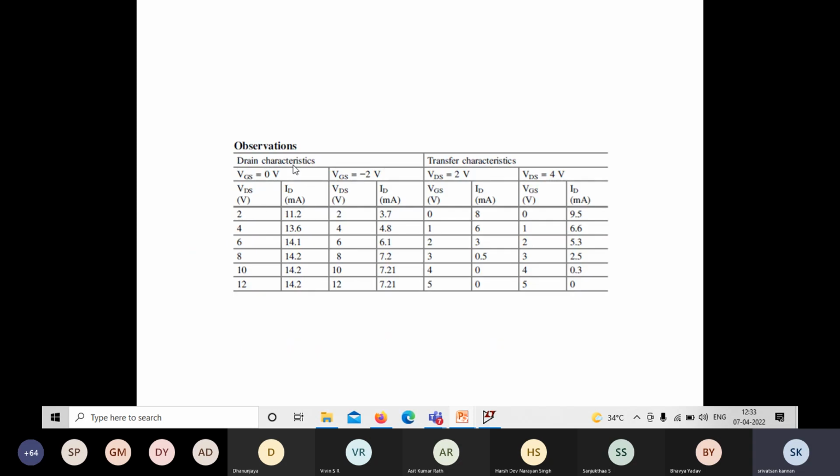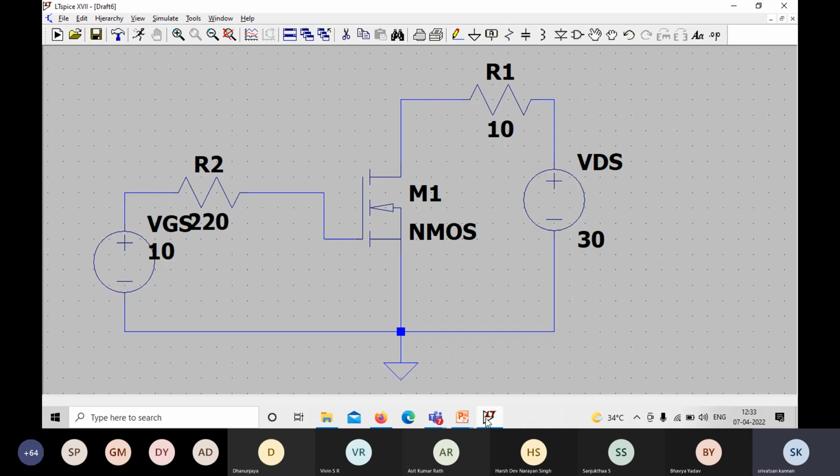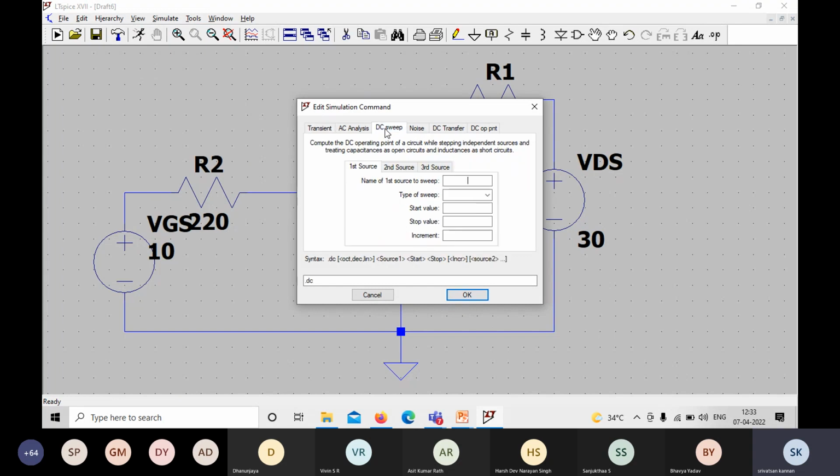So for these drain characteristics, which source acts as the first source and which as the second source in the DC sweep analysis? I'm asking about DC sweep. Which one will you take as the first source, VGS or VDS? Just tell me. So for drain characteristics, the first source is VDS.